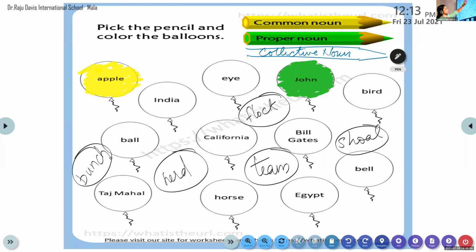Okay, so let's move on. Are you all ready? Yes? Okay. Who hasn't got the chance? Esther, we'll start with Esther. Esther, come on. I'm going to pick out the word India. Tell me whether it's a common noun, proper noun, or collective noun. India. Ma'am, proper noun. So it should be colored in? Green color. Very good. So it should be colored in green. Have you understood? Okay.